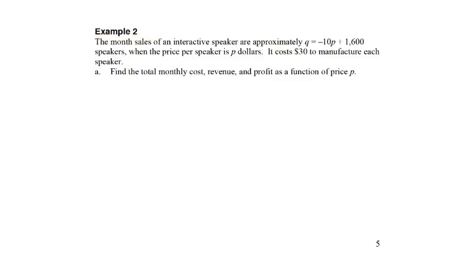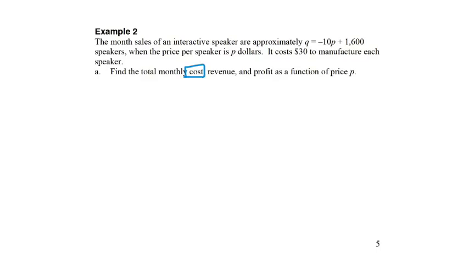Example 2. The monthly sales of an interactive speaker are approximately Q equals negative 10p plus 1,600 speakers, when the price per speaker is P dollars. It costs $30 to manufacture each speaker. Part A, find the total monthly cost, revenue, and profit as a function of price, meaning price will be our input, and we're just told that price is in P dollars.